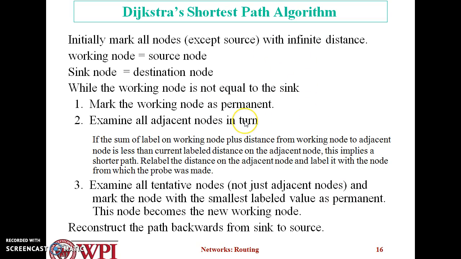These are the steps involved in Dijkstra's shortest path algorithm. Initially mark all nodes with infinite distance. Working node equals the source node and the sink node equals the destination node. While the working node is not equal to the sink.